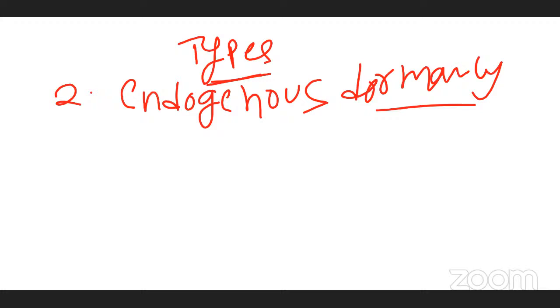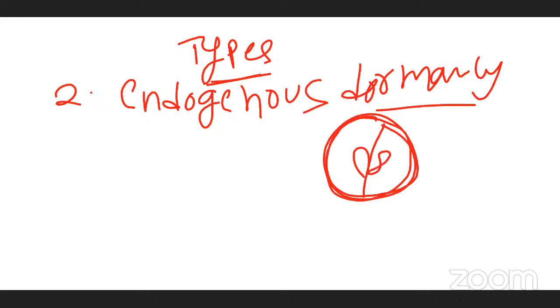That means, in exogenous dormancy, only the seed coat is external, and also some chemicals are applied externally. But inside, in endogenous dormancy, what happened? The embryo is not fully developed inside the seed coat. If the embryo is not fully developed at the time of ripening, it needs additional embryo growth after the seed is shed, for example in the ranunculus family. So this is endogenous. In endogenous dormancy, mainly there is an immature embryo.